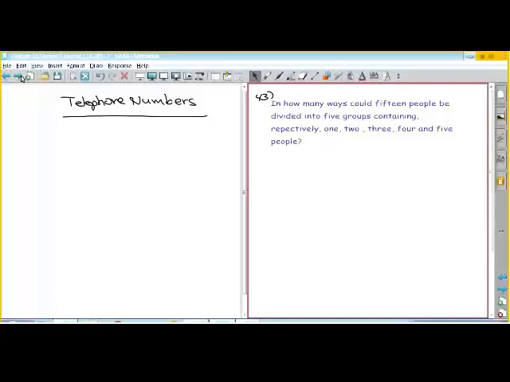Okay. So the same thing you could do with telephone numbers. If you had certain restrictions, you would see what the rules are for each letter that's chosen, and you would make it into a fundamental accounting principle.